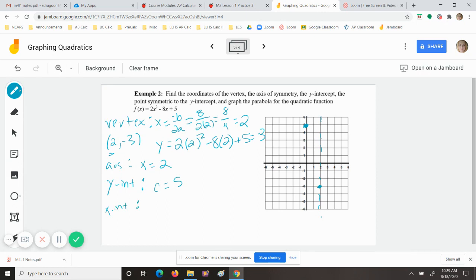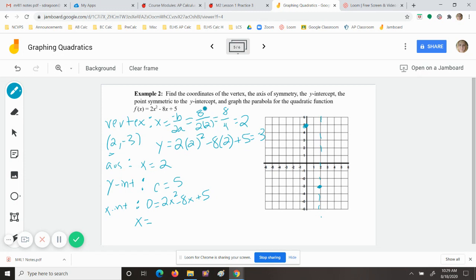Next, we need x-intercepts. Okay, so let's say we have this equal to 0, 2x squared minus 8x plus 5. Now let's see. Would this one be factorable? We would need two numbers that add to negative 8 and multiply to positive 10. I don't think that's going to work out. So this one isn't factorable. So we would have to use the quadratic formula.